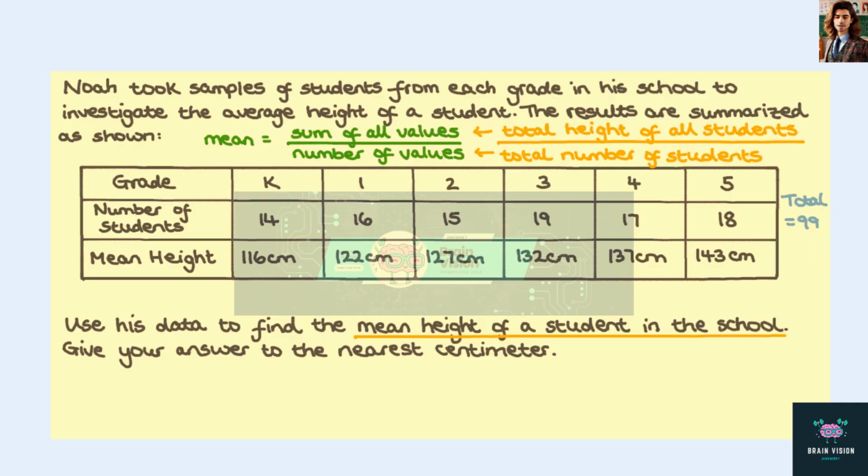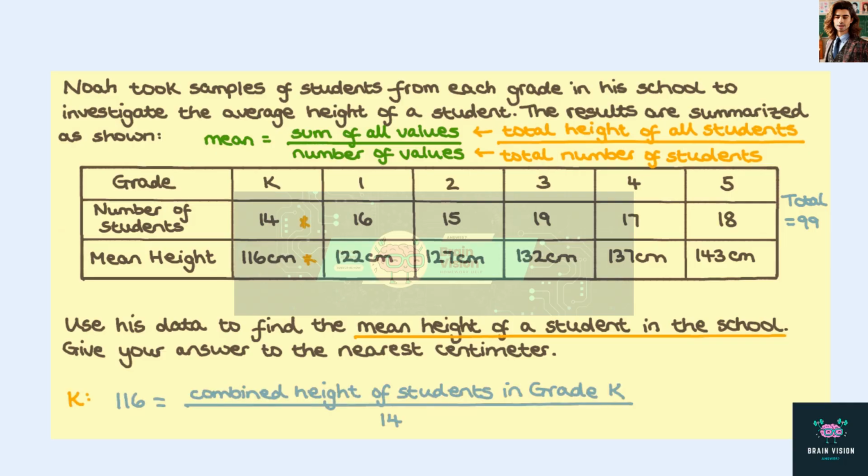We can find the total number of students in the sample by summing the values in the second row of the table. 14 plus 16 plus 15 plus 19 plus 17 plus 18, which is 99. To find the total height of all the students, we first need to find the total or combined height of all the students in each grade.